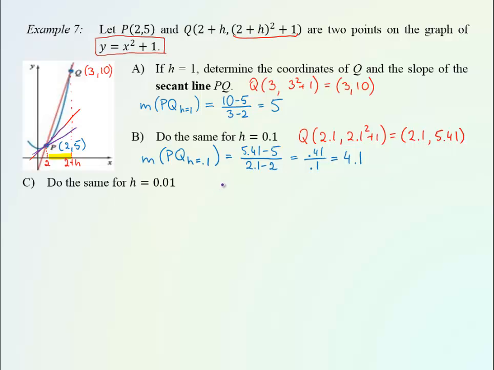So in the graphing calculator, under y1, we may want to write down the formula like this: (2 plus x) squared plus 1 minus the second coordinate of the point P, which is 5, everything over 2 plus x minus 2. That simplifies to ((2 plus x) squared minus 4) over x. And then remember, this x plays the role of h, and it's enough to change the h into 0.01, and this will produce the slope of the segment PQ, where h is equal to 0.01. We also can produce some other values for different h's.